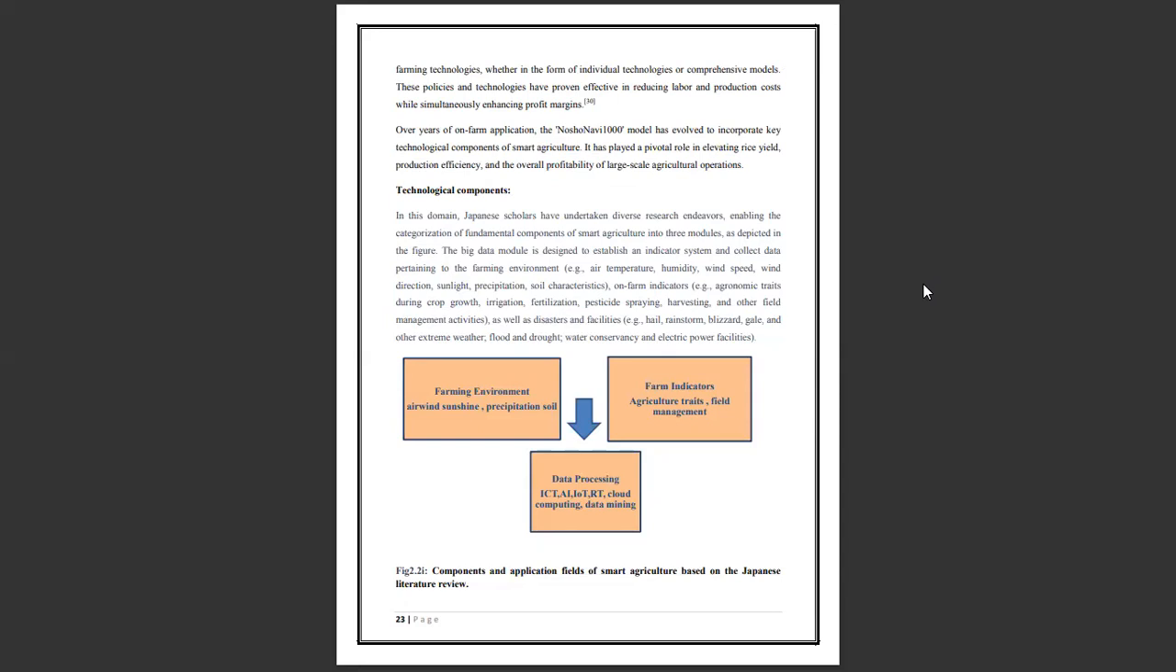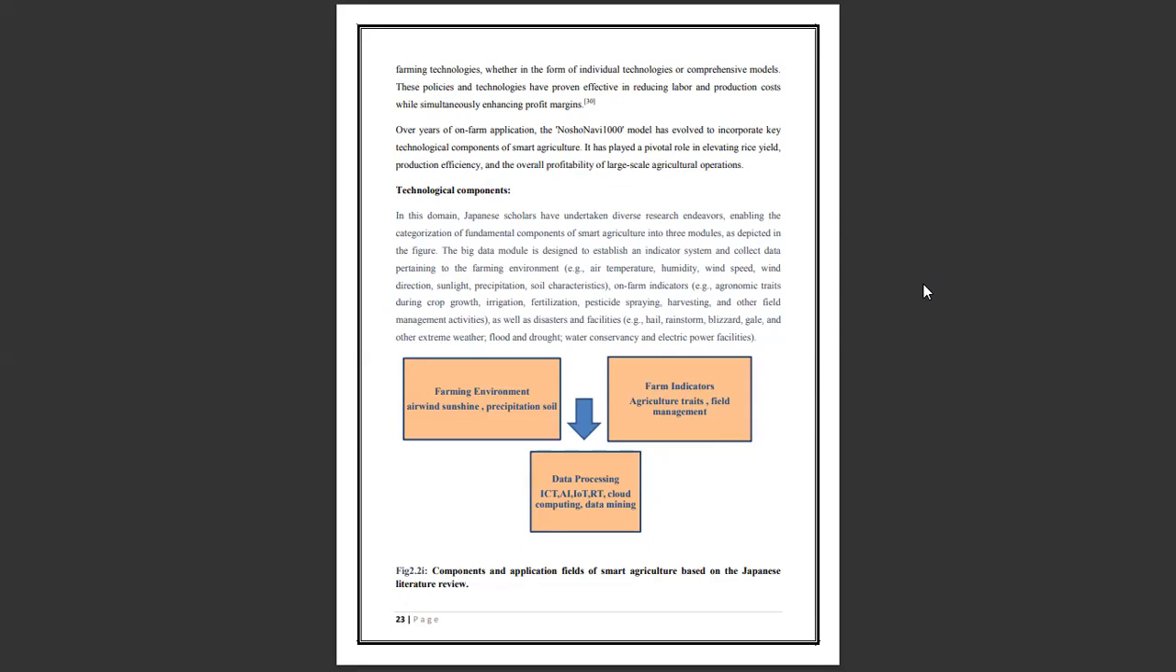Now, next is technological components. In this domain, Japanese scholars have undertaken diverse research endeavors, enabling the categorization of fundamental components of smart agriculture into modules, as depicted in this figure. Figure 2.2 shows components and application fields of smart agriculture based on the Japanese literature review. Now look at the figure.